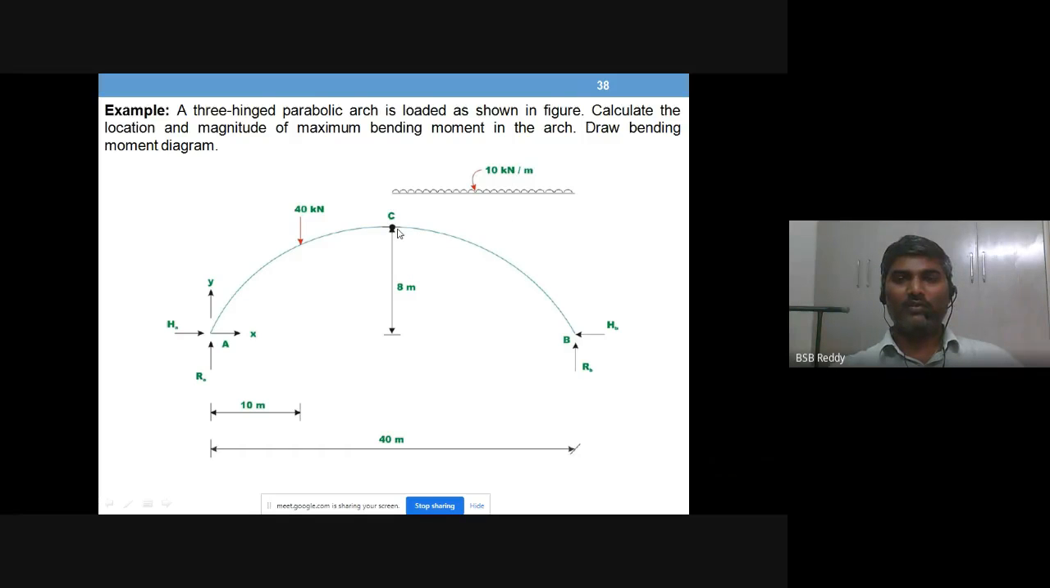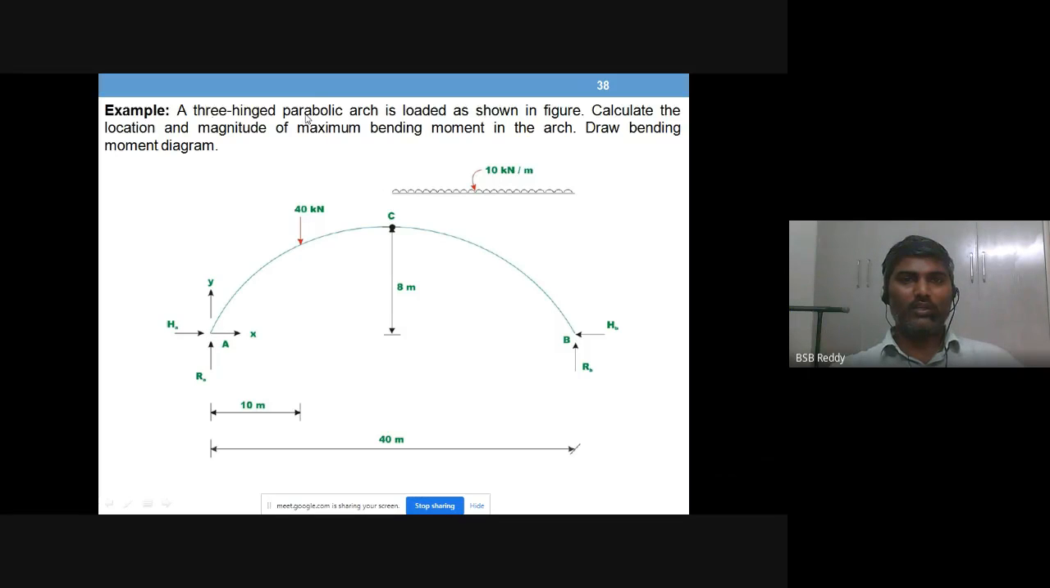And you have a portion BC loaded with a UDL of 10 kilonewton per meter on the right half of the arch, if you observe clearly, which means for a span of 20 meters. And you have a point load of 40 kilonewton on the left half, portion AC. It is at a distance of 10 meters from support A.